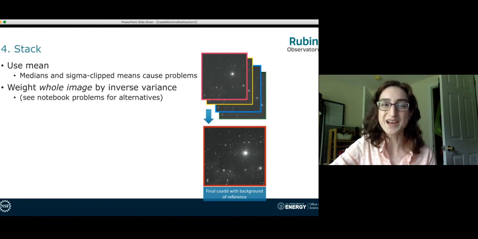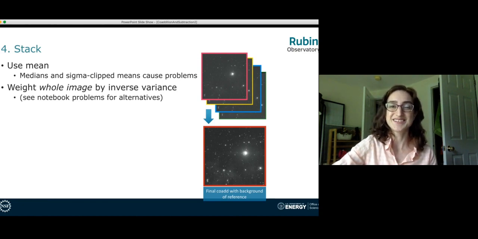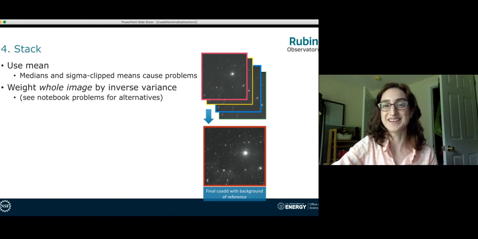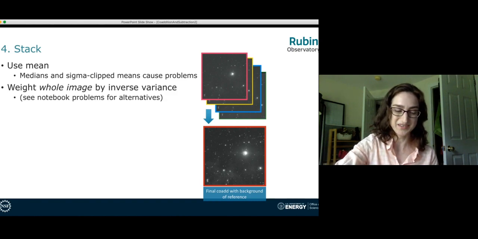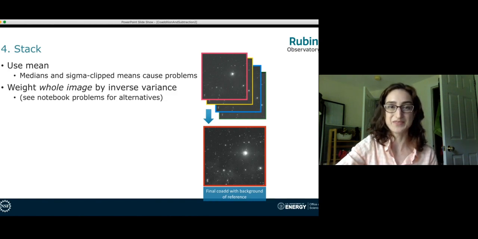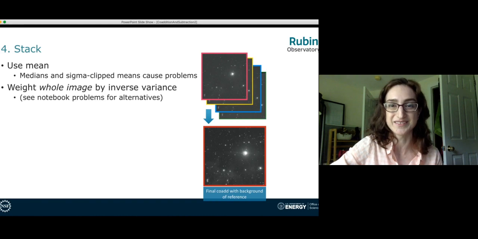And then the final step is actually stacking these pixels now that they have been normalized, and now each pixel basically is drawn from the same distribution. This we go into more detail in the notebook.